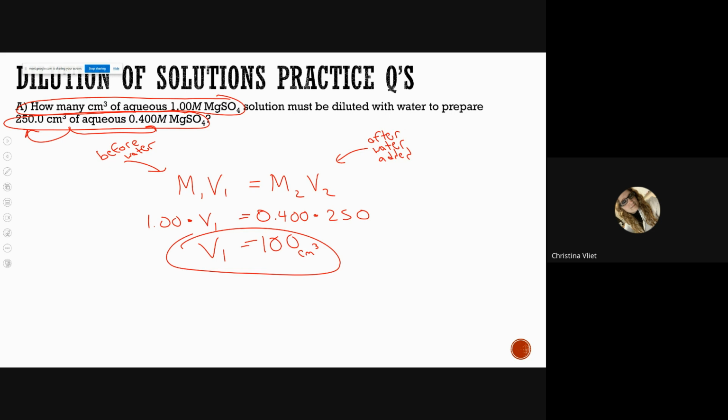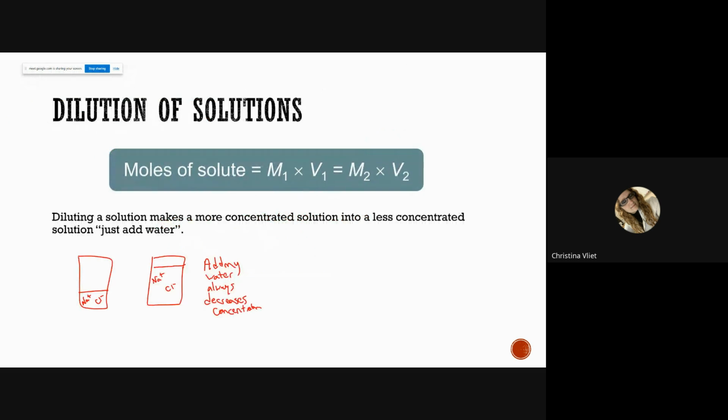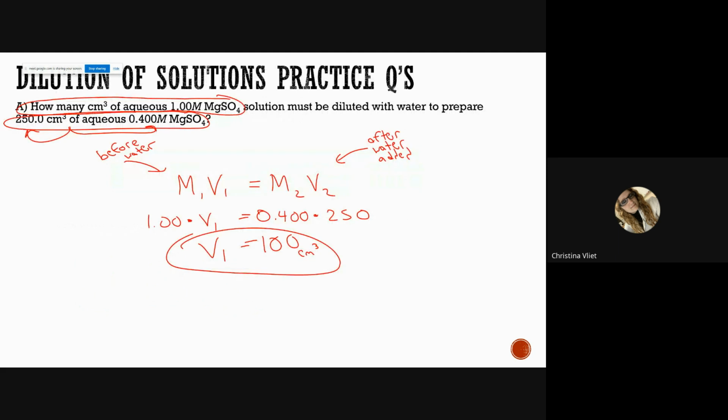So, does this process make sense? I have 100 centimeters cubed of this more concentrated solution. When I add water, I have 250 centimeters cubed. So I add water, the volume goes up. When the volume goes up, what should happen to the concentration? When the volume goes up, the concentration goes down, right? That was the first thing we said here. Volume goes up, concentration goes down. Is that true? You start with a concentration of 1, you end with 0.4. Yes. Go ahead.